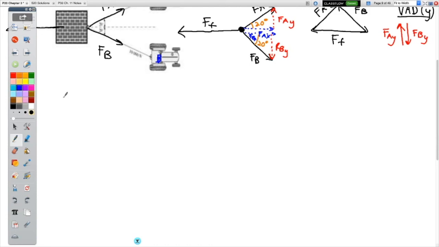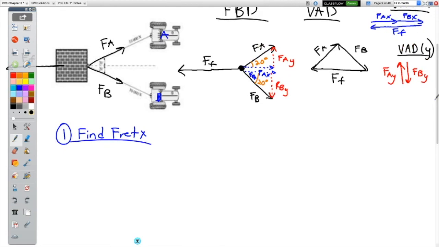So first of all, let's find Fnet x. Now I chose x here. I want you to think about why, pun intended. Why did I choose to not look at the y-axis? Well, does the force of friction, FF, have a y component? So FAY is canceling out with FBY, but is showing that going to get me any closer to finding the force of friction? Well, not really, right?